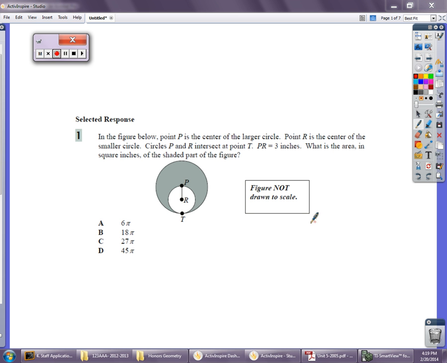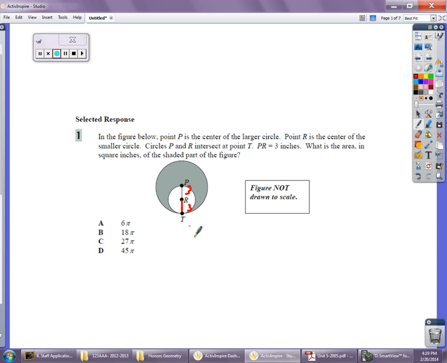This one, number one, none of them are numbered, but basically PR is 3. It says what is the area, and it also says that P is the center of the circle. So that means that this is a radius, would mean RT is also 3. So the area of the shaded figure would be the whole area minus this circle.